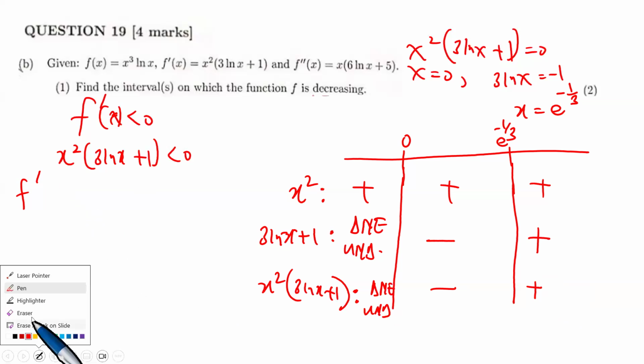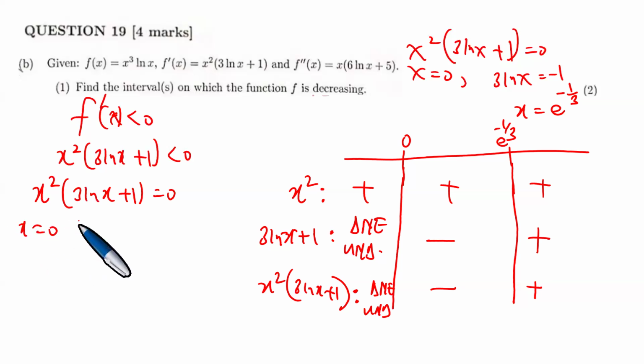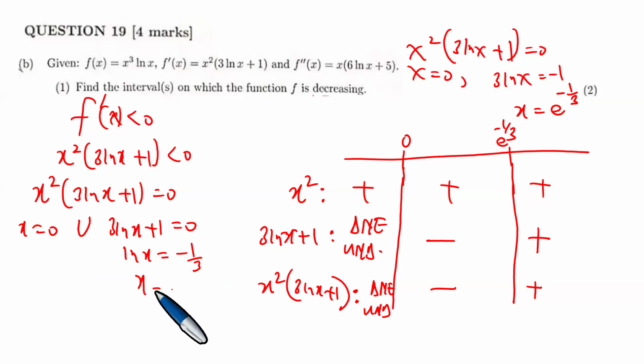You would have to examine x squared, and 3 ln x plus 1 equals 0. This would mean x is 0, or that 3 ln x plus 1 is also 0. This would mean ln x is minus 1 out of 3. Solving for x, x is e to the power minus 1 out of 3.